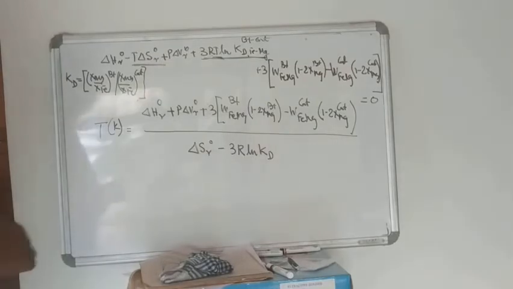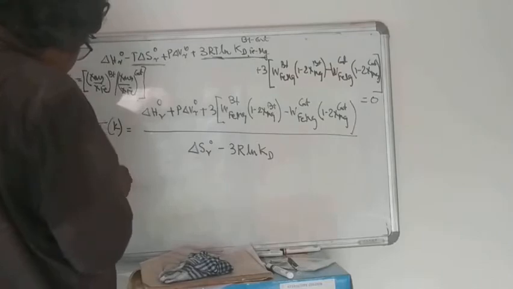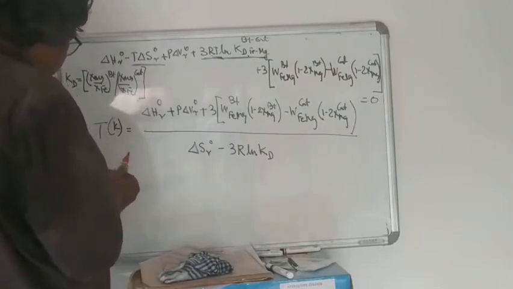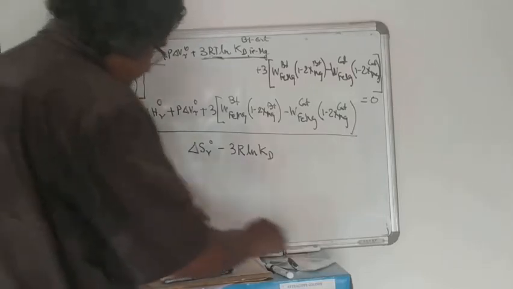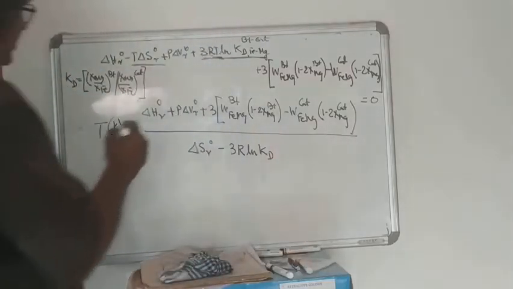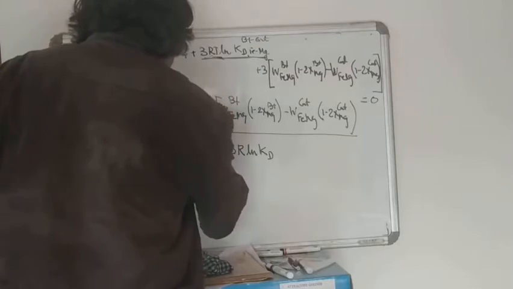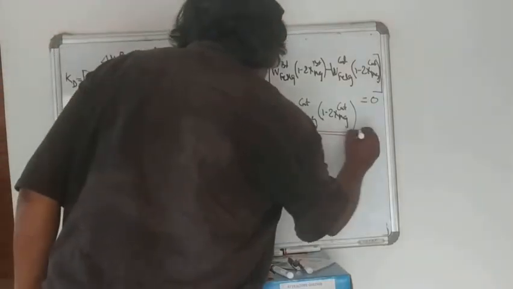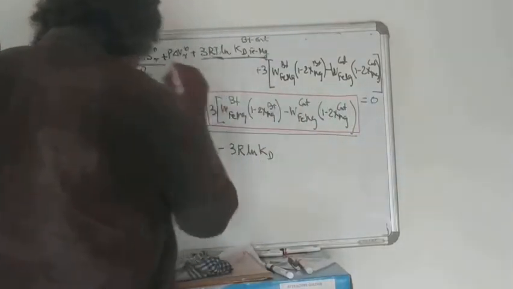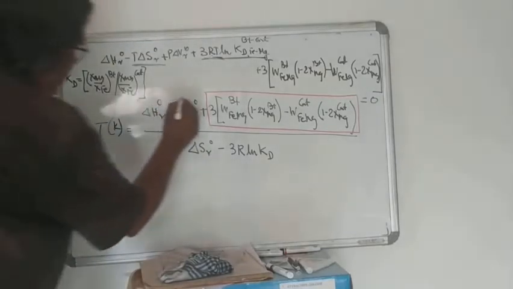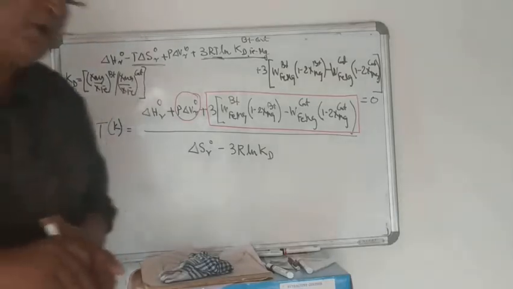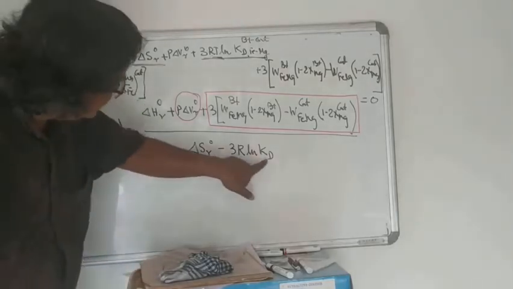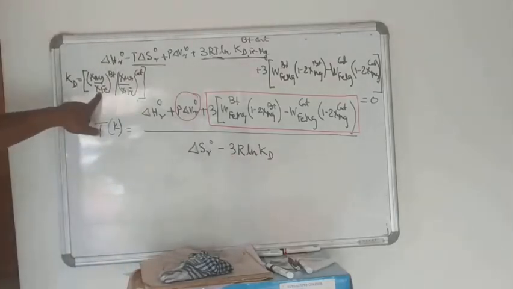The important point here is two, namely this. One is this and one is this. These are the two important points. Remember, this Kd is this one.